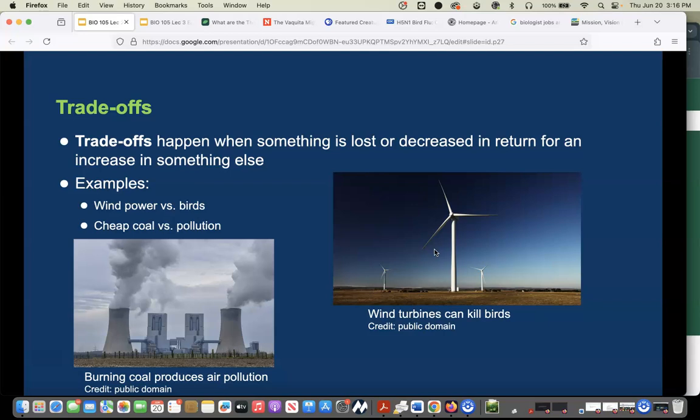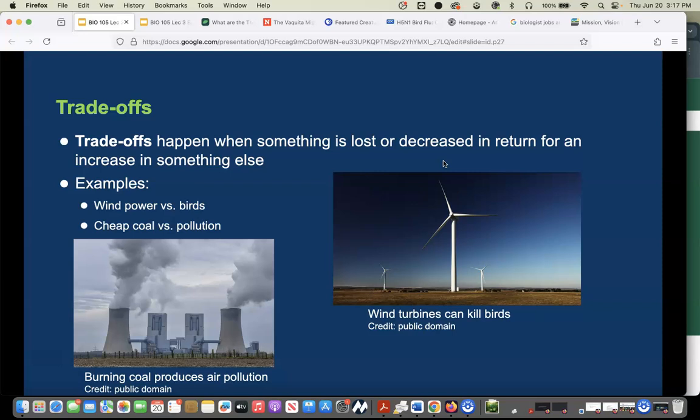Let's also talk about something called trade-offs. When we consider sustainability, we have to consider trade-offs. Trade-offs are things that happen when something is lost or decreased in return for an increase in something else. So, for example, wind power has trade-offs. Even though using wind power decreases air pollution in comparison to cheap coal-powered plants, we also end up impacting bird populations in a negative way.